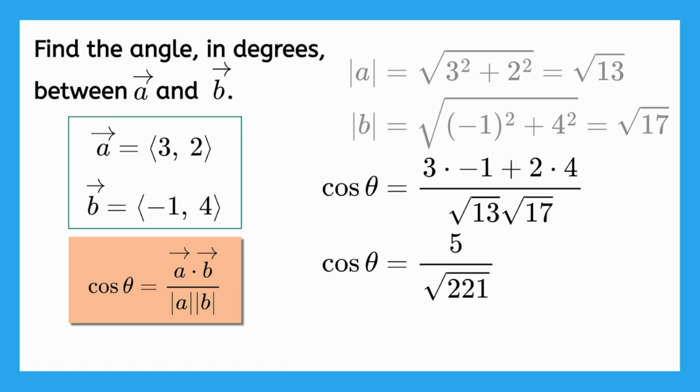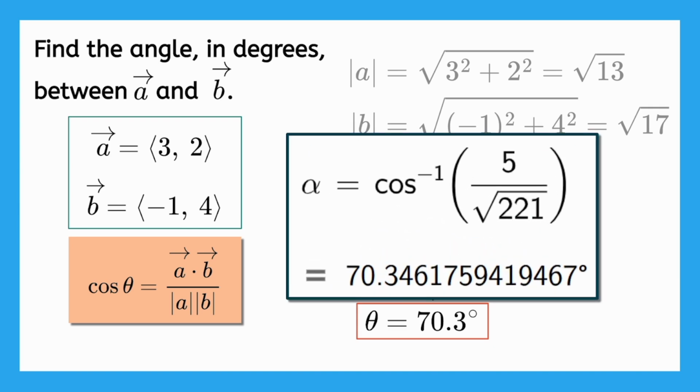Using the inverse cosine function on my calculator gives me a measure for theta of 70.3 degrees. Is that what you got? If your angle is slightly different than mine, it might be because you rounded more than once or too early in the process. Try inputting cosine inverse of 5 over the square root of 221 into your calculator or GeoGebra as a single step, and be sure your result is 70.346.